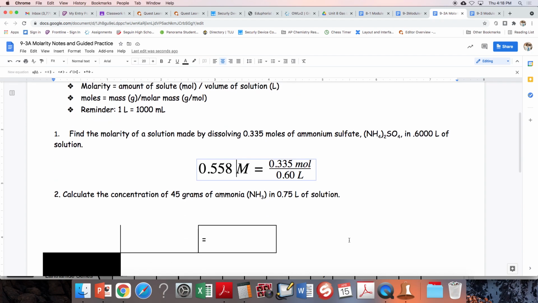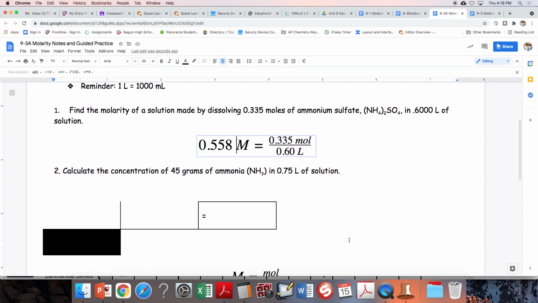So this is a slightly more complicated problem, and this is what I warned you would happen. We aren't always just going to be given moles. Sometimes we're going to be given grams. So first thing, remember the cardinal rule of chemistry is if you're not given grams, you're going to have to get there. So we're going to calculate the concentration if we've got 45 grams of ammonia and 0.75 liters of solution. So at least this part there were nice.